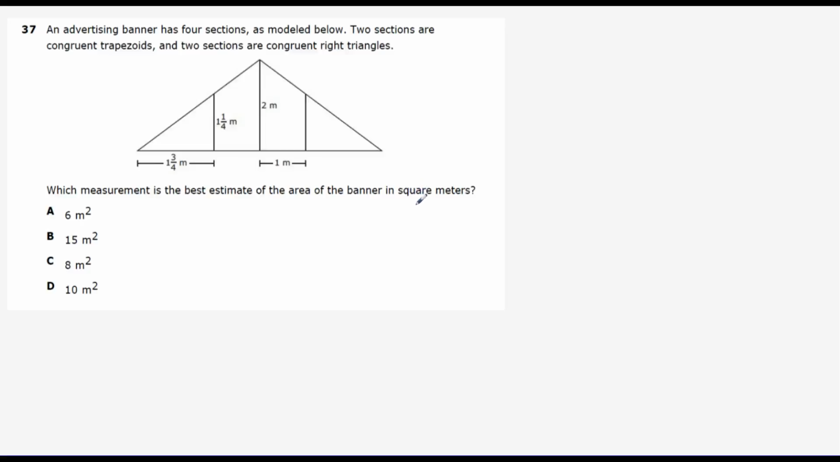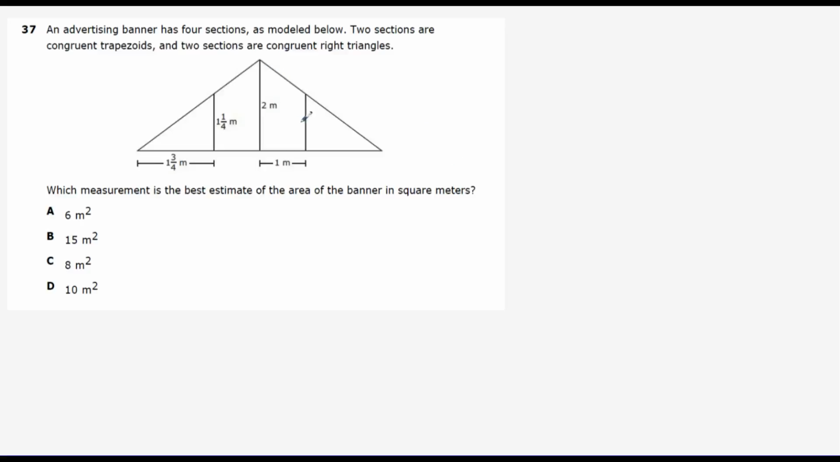Okay, 37. So this is the point of the test where it's like, alright kids, you almost made it to the end. Nice and easy, home stretch. Oh wait, here's this problem, and it's terrible. It says 4 sections, 2 are congruent trapezoids, the other are congruent right triangles, and the sides are a bunch of mixed numbers. Which measurement is the best estimate of the area in square meters? There's a whole lot of things going on here.